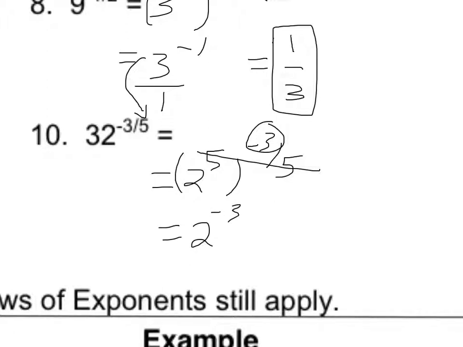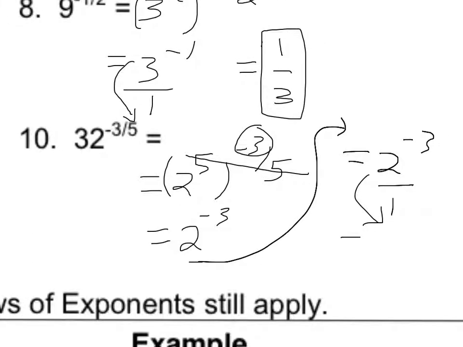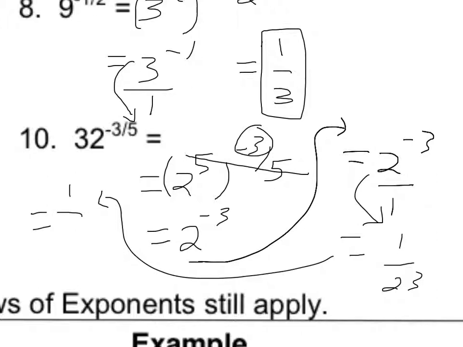But the exponent can't stay negative, so 2 to the power of negative 3. If you put the 2 over 1 and bring the 2 down, you'll get 1 over 2 to the power of 3, and that equals 1/8, and that's your answer.